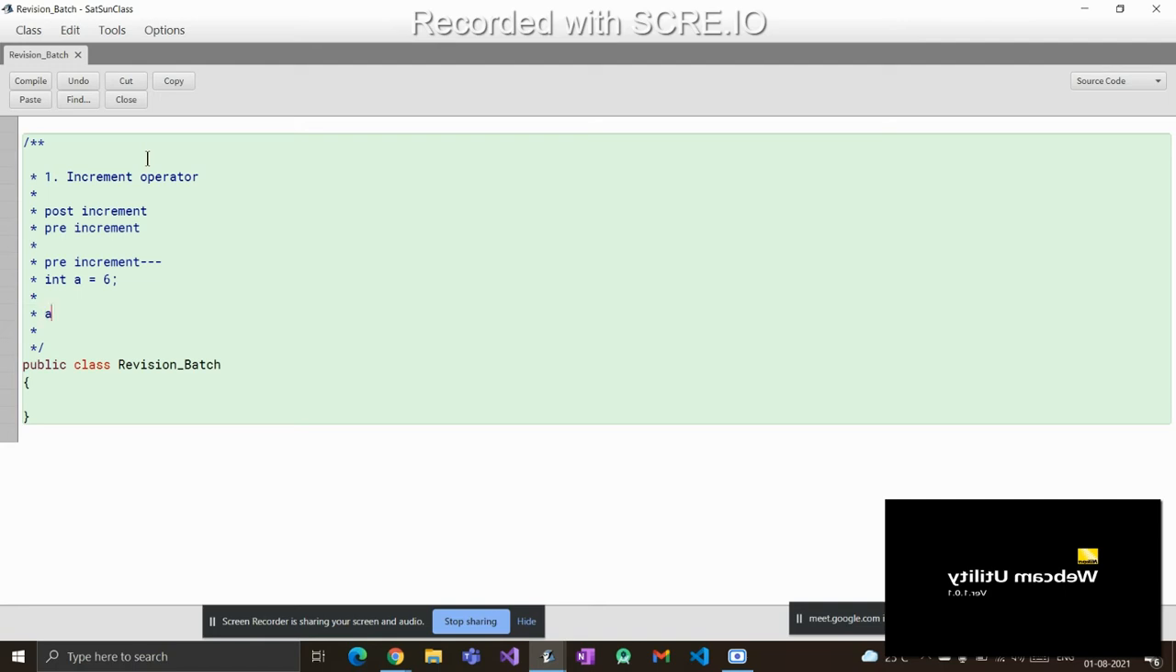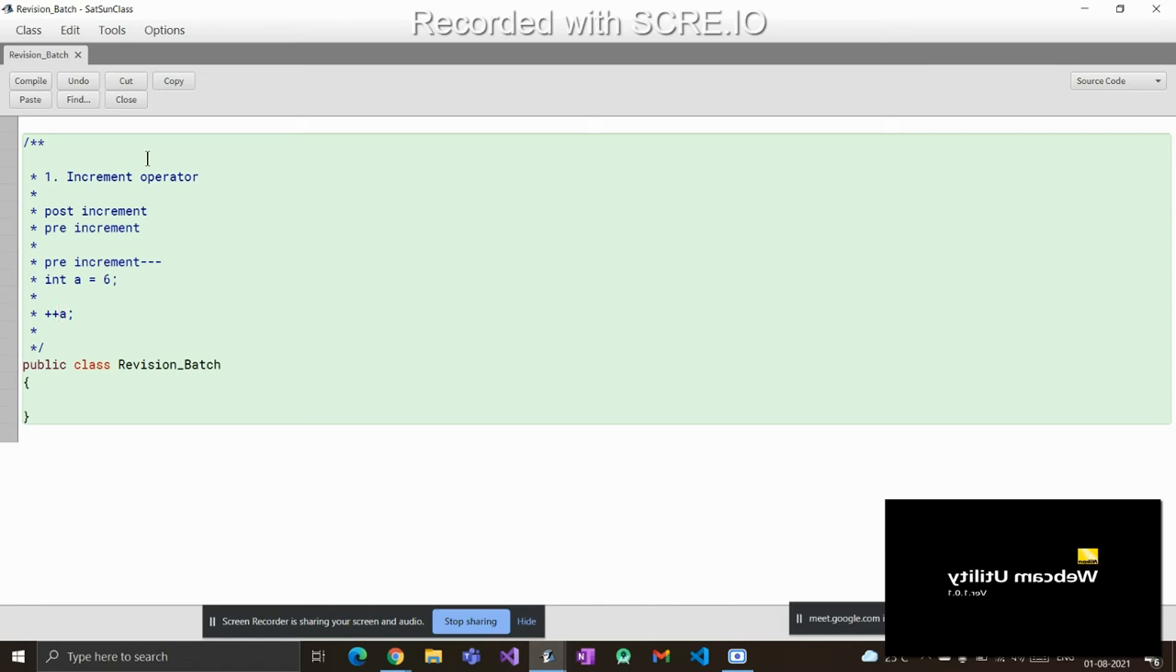Let's say if I only write a plus plus, this line is going to give me the answer as 7 for a. And if I write plus plus a instead, this line is also going to give me the answer as 7. Why? Because when it's an independent line where there is nothing on the left and right side of the expression, plus plus a or a plus plus, it means the same thing, that is a equal to a plus 1.